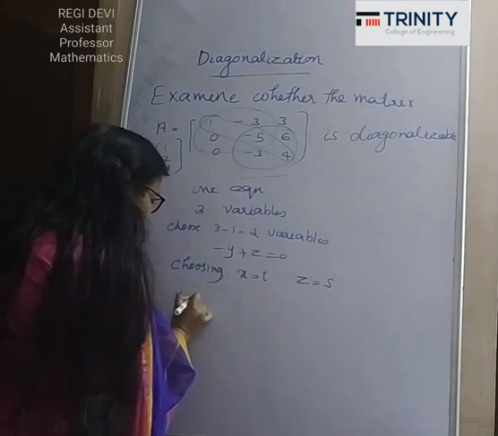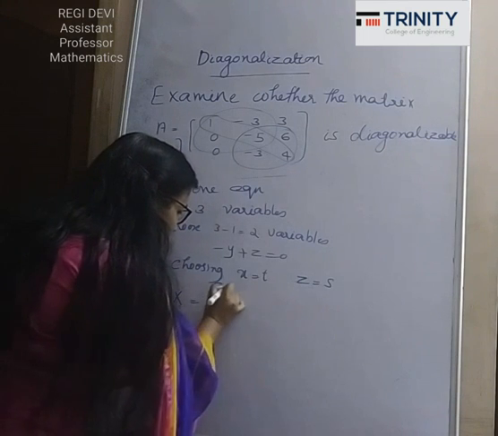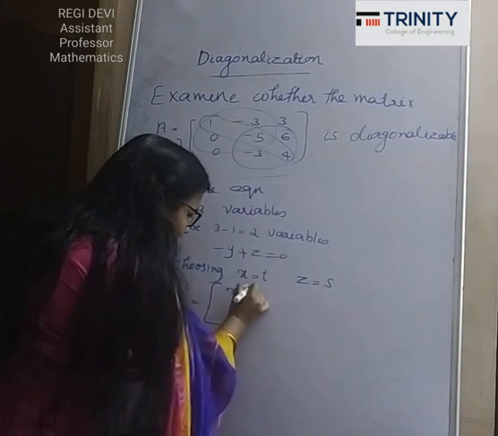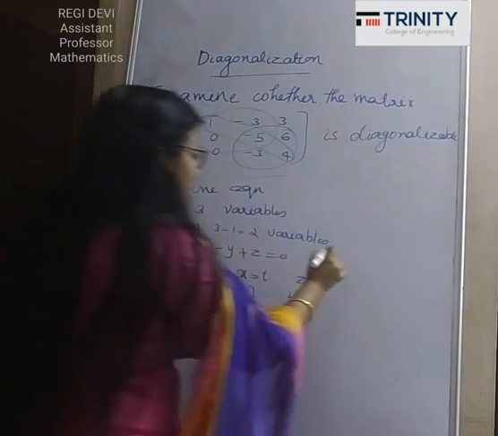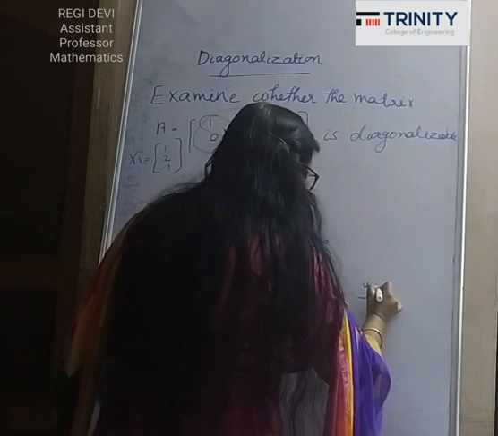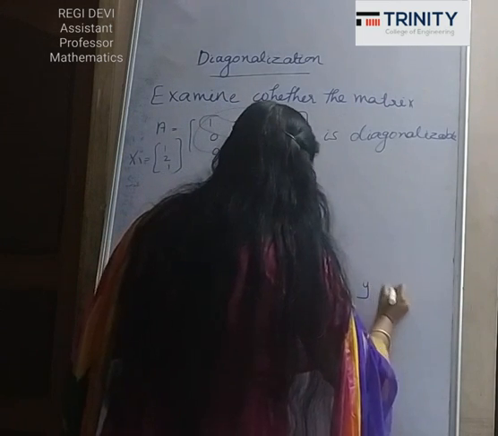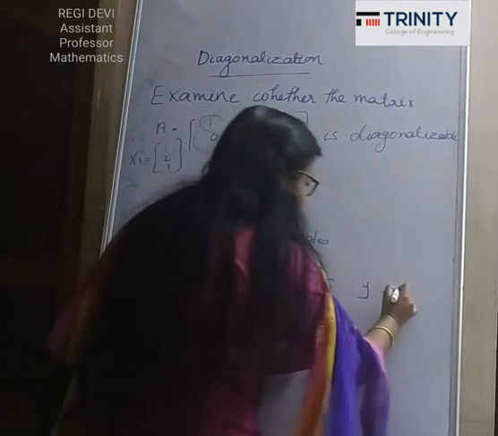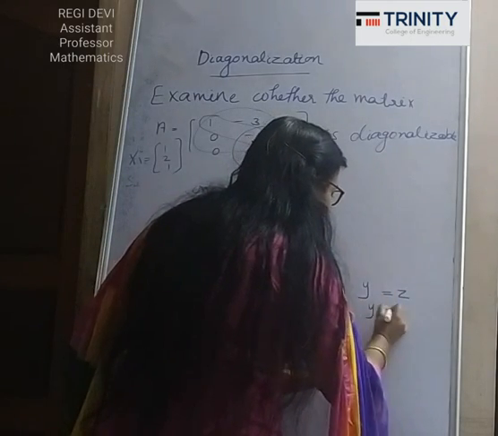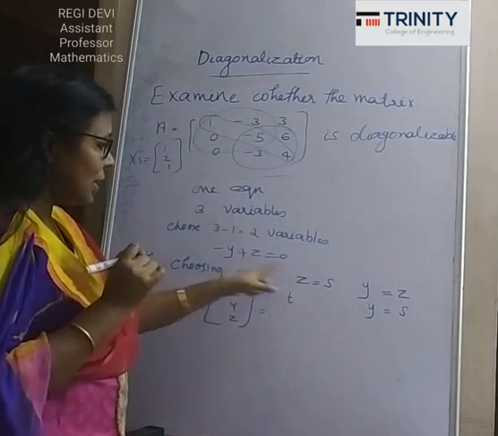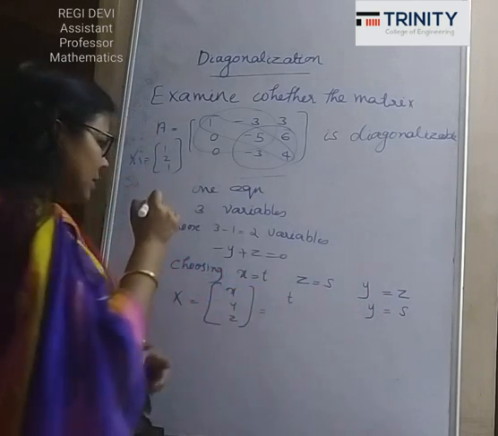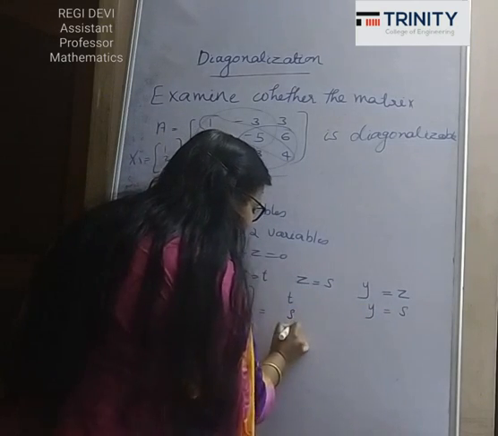Here x equal to x by z. X is t. Here what is y? Y equal to z. That is y equal to also s. Here y equal to z. Therefore y equal to also s. Therefore t, s, s.